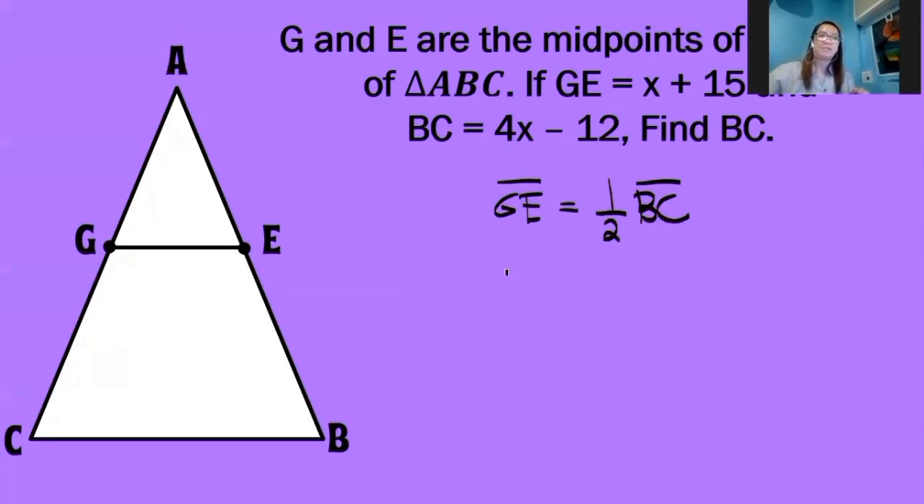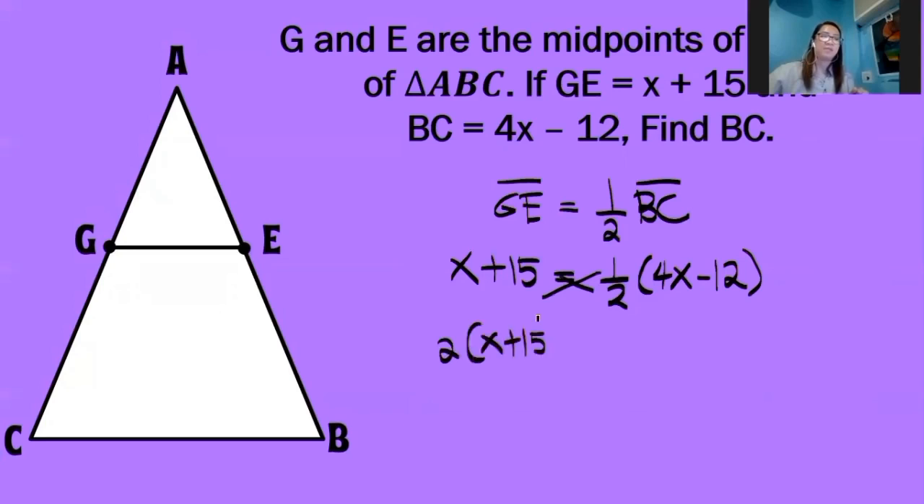Okay, let's replace the given with their values. So GE is x plus 15 equals 1/2 of 4x minus 12. Okay, you can simply cross multiply this, and you will have 2 times x plus 15 equals 4x minus 12. And with this, distribute 2 to the terms inside the parentheses. You will have 2x plus 30 equals 4x minus 12.